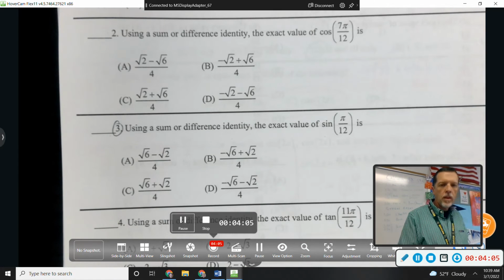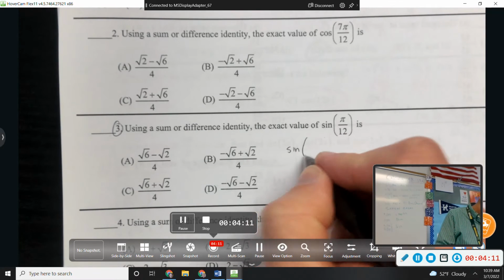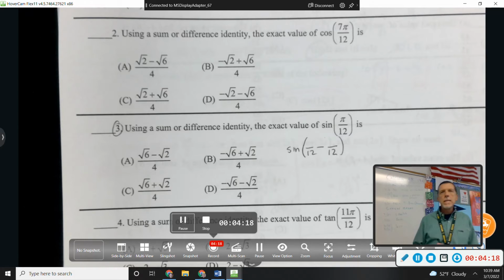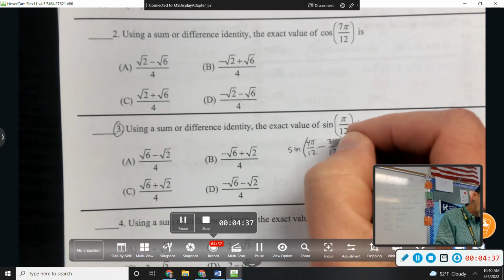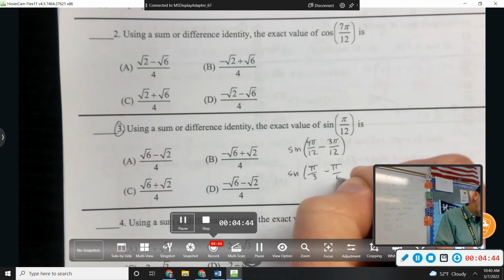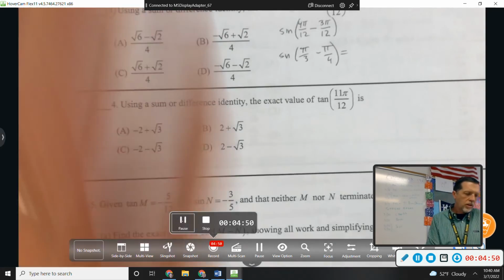Number 3, using a sum or difference identity. Well, to get to pi over 12, I think it's going to have to be a difference. So I want to subtract things to land at 1/12. But I need them both to reduce, right? So I can't use 5/12 or 1/12 or 7/12. So I could do 4 and 3. That would work. There's probably more than one way to get there. 4 minus 3 is 1. And they both reduce to unit circle things.